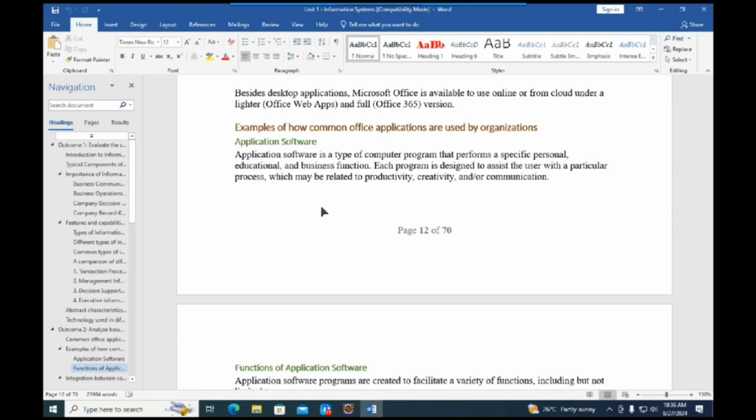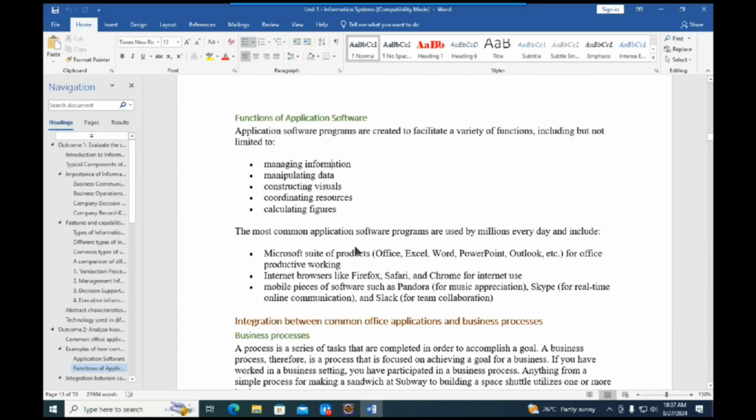Then we have application software. An application software is basically software that was made to perform a specific purpose, a specific function or a specific task. They are programs made to help the user do a task. So what are the functions of this type of software? Number one, they are used for information management. They are also used in manipulating data. For example, you can have raw data in Excel, do analysis and get some information from there. We use them to construct visuals, to coordinate resources, and even to calculate figures.